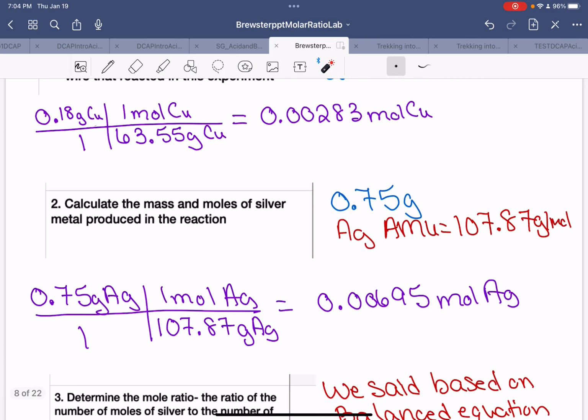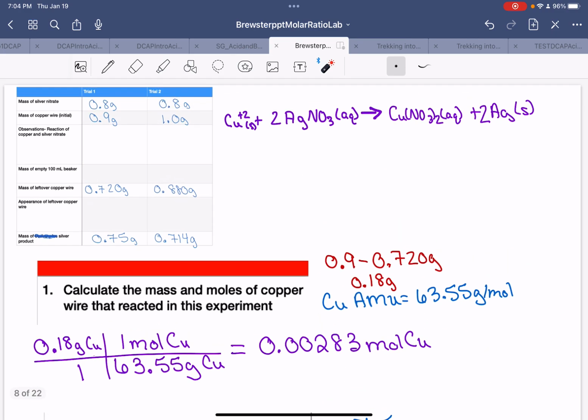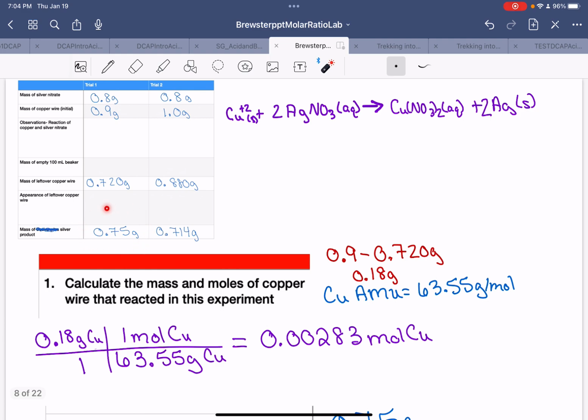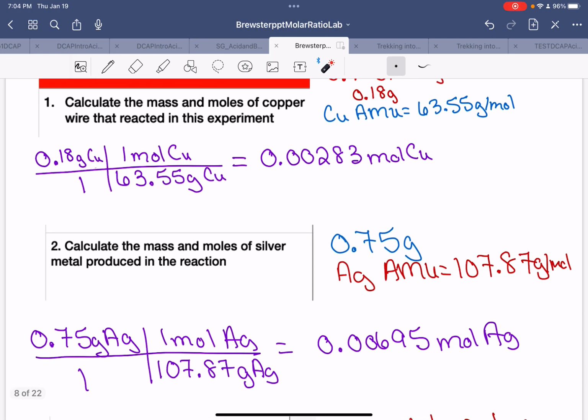Then I need to repeat it with the silver. If everything went right, I've measured and I've got my 0.75 because I subtracted off my filter paper, and I produced 0.75. I don't know if I did well or not. So I'm going to take my 0.75 grams of silver and get rid of the grams by putting the molar mass of silver on the bottom, the 107.87, and the 1 mole of Ag on top. I produce this number here. Again, I'm not sure if I did well on that.